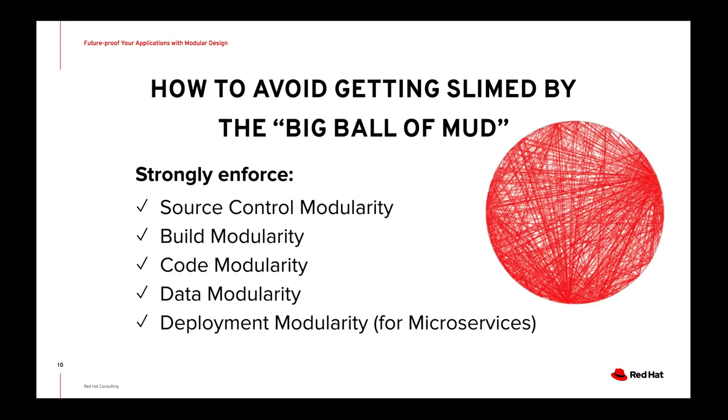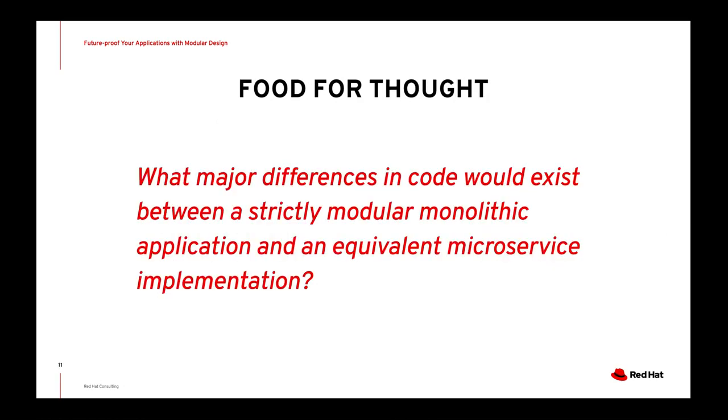So how do you avoid getting slimed by this big ball of mud? Well, you want to strongly enforce all the flavors of modularity: source control, build, code, data, and deployment. So, food for thought: what major differences in code would exist between a strictly modular monolithic application and an equivalent microservice implementation? Keep that in mind as we go through the demo.